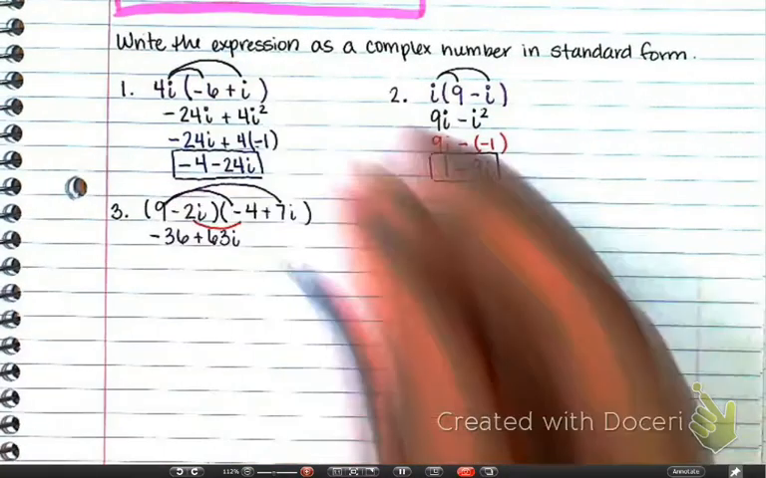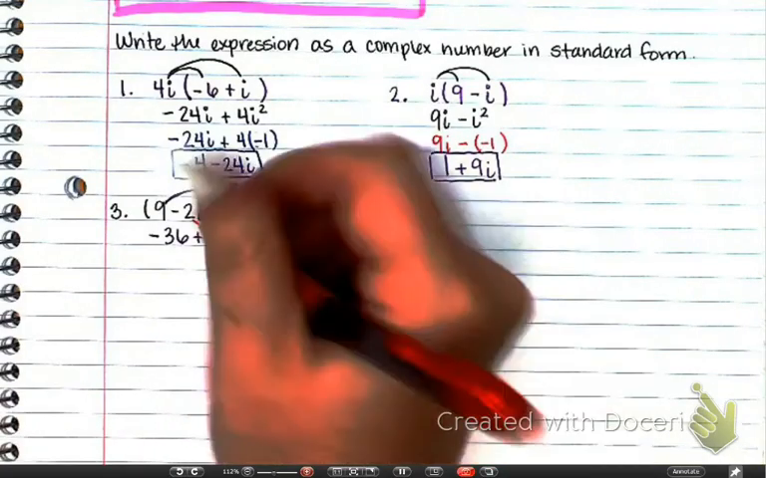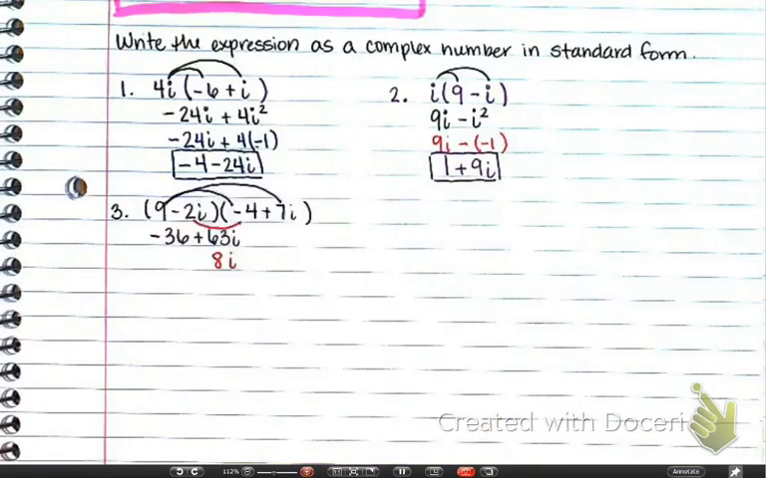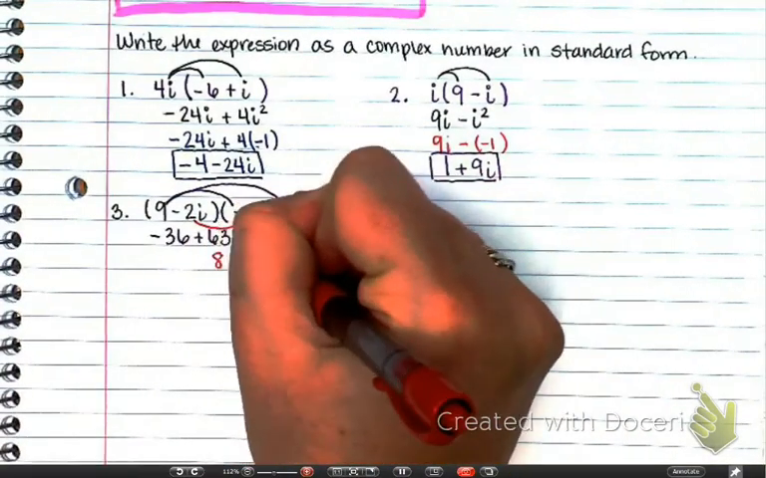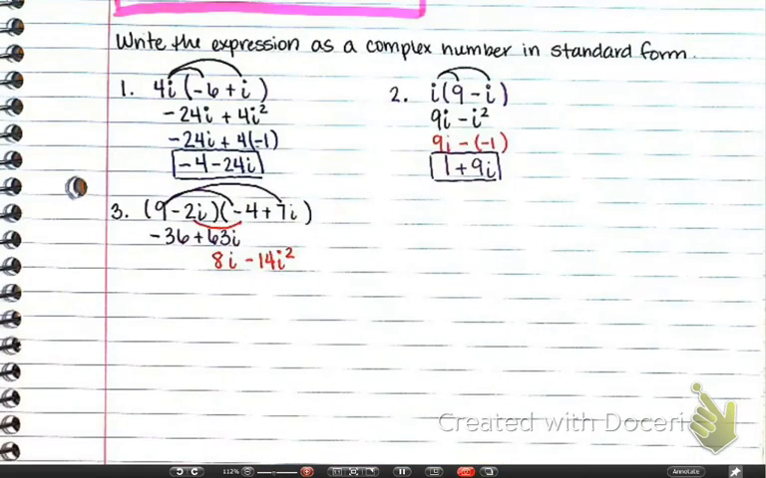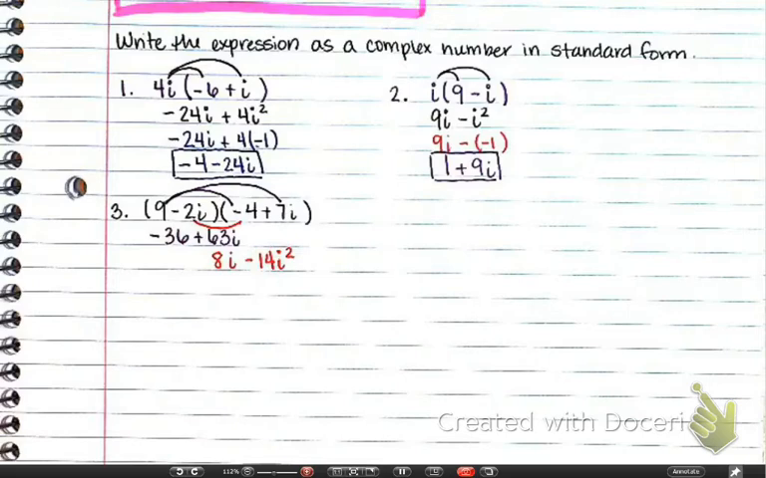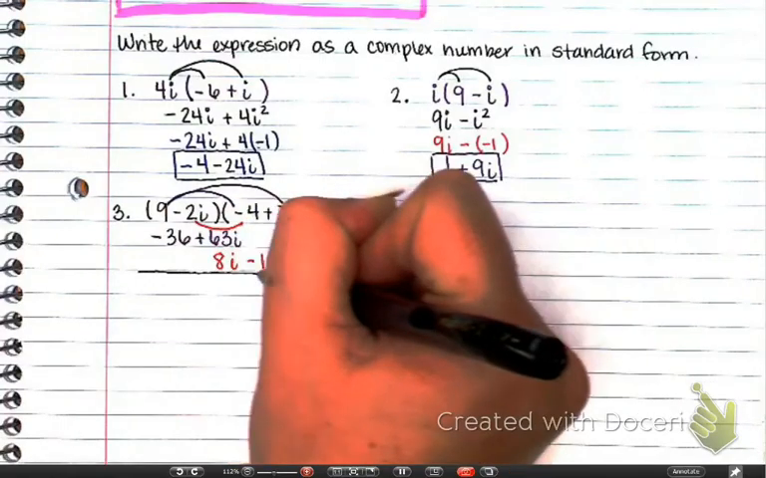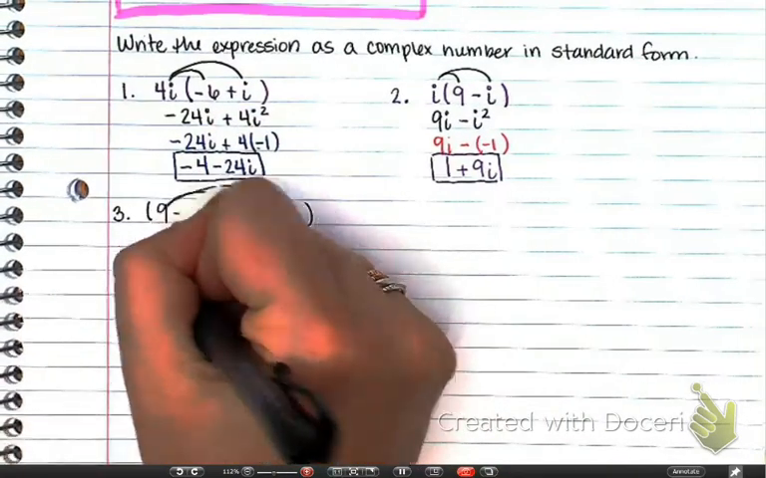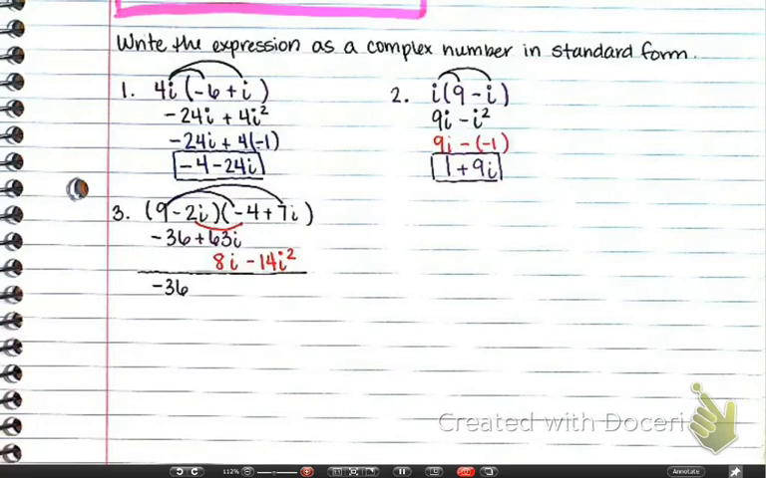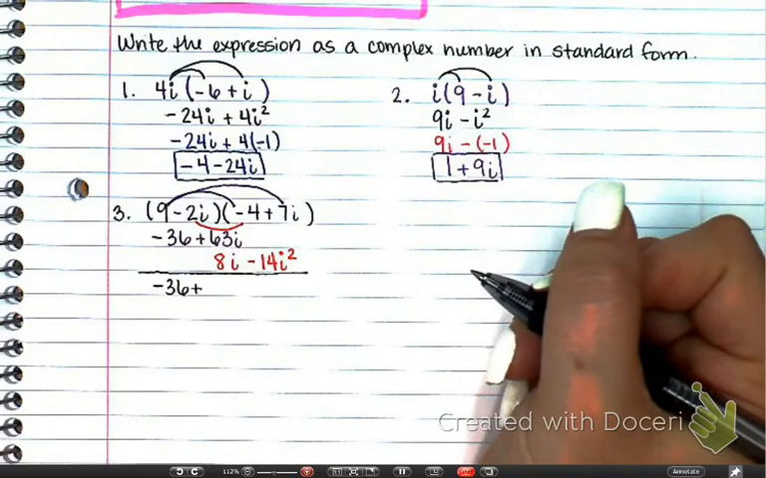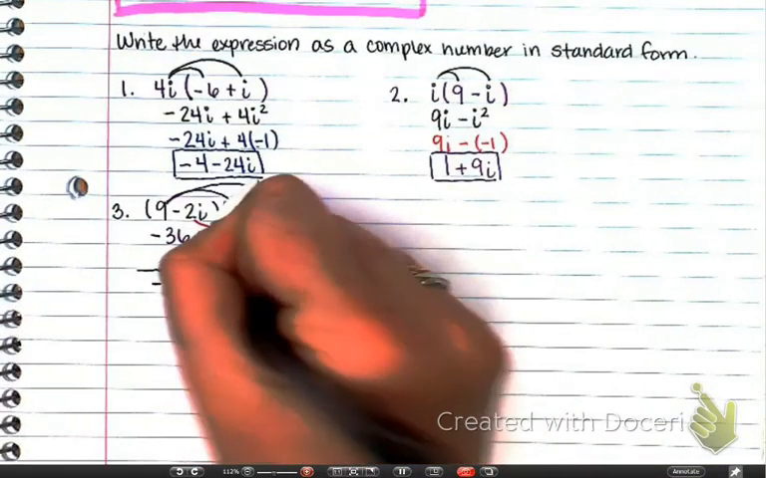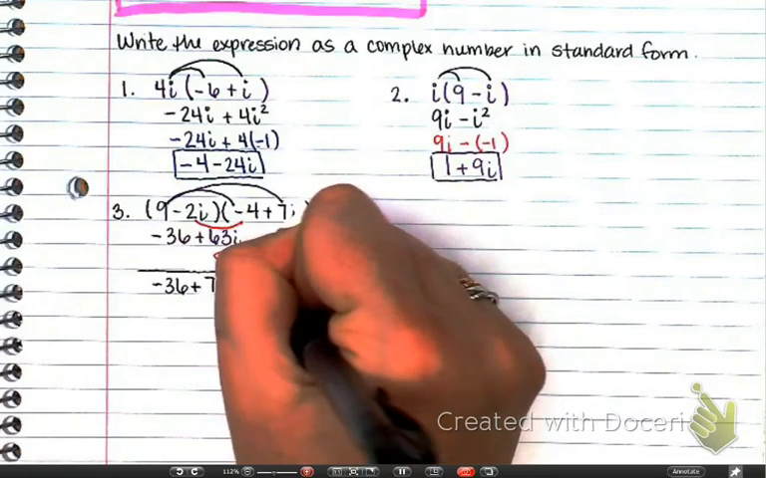Negative 2I times negative 4, 8I. And negative 2I times 7I, negative 14I squared. Okay, some of you may do this in a different order, but let's combine our like terms first. So 36 doesn't add with anything yet. 63 plus 8 is, okay, 71I. And then I have the minus 14I squared.